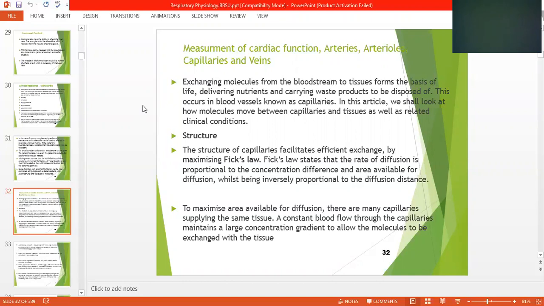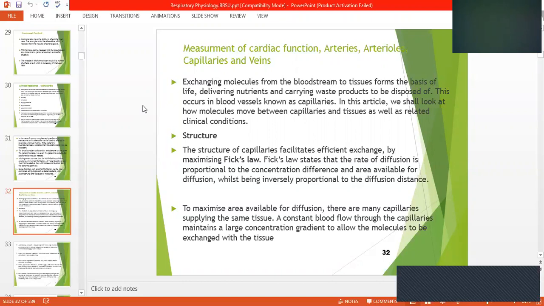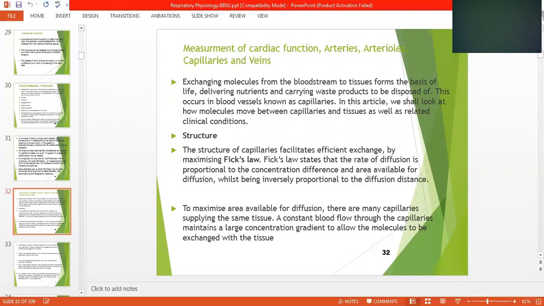Measurement of cardiac function: arteries, capillaries, veins. Exchanging molecules from the blood stream to tissue forms the basis of life, delivering nutrition and carrying waste products to the discharge. This occurs in blood vessels known as the capillaries. This is the smallest part of the blood vessels. These are arteries, capillaries, and the smallest part of the vein, which is the venules.